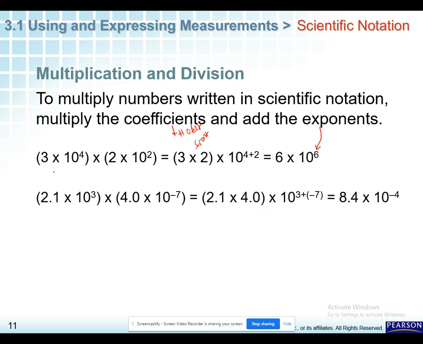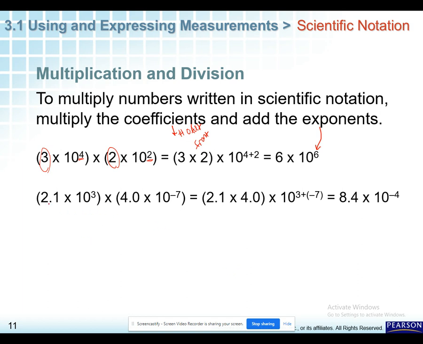So if I wanted to take 3 times 10 to the fourth and multiply it by 2 times 10 to the second, the numbers out front are 3 and 2. So you multiply those, 3 times 2, to get 6. Then again, your exponents, 4 and 2, you want to add those. So 4 plus 2 gives me 6. So your number you would get is 6 times 10 to the sixth.